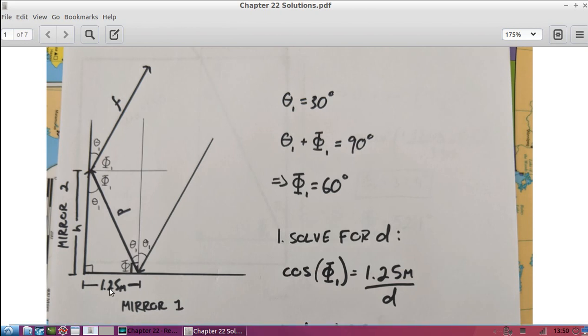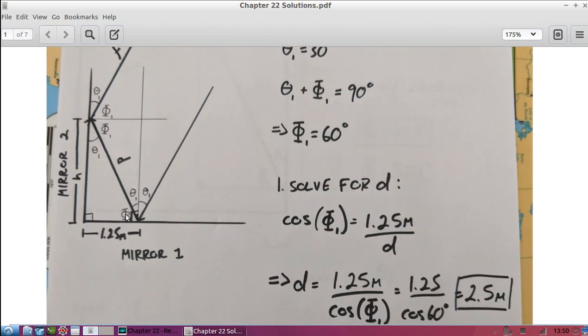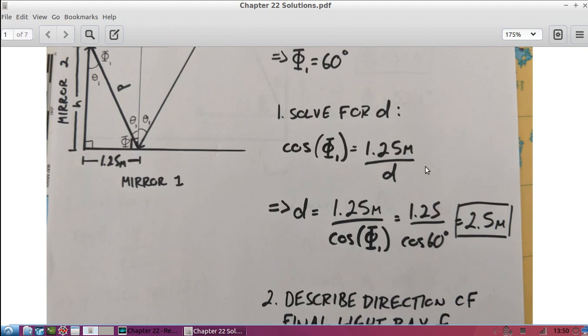I have the adjacent side. I need the hypotenuse, so I'm going to use the cosine function. So cosine of phi 1 is equal to the adjacent side over the hypotenuse. So cosine of phi 1 is equal to 1.25 meters divided by d. That's what I'm looking for. So I can multiply both sides by d and divide both sides by cosine of phi 1, and I've got an expression for that distance. Cosine of 60 is 1/2, so that's a nice ratio. 1.25 meters divided by the cosine of 60 is 2.5 meters.